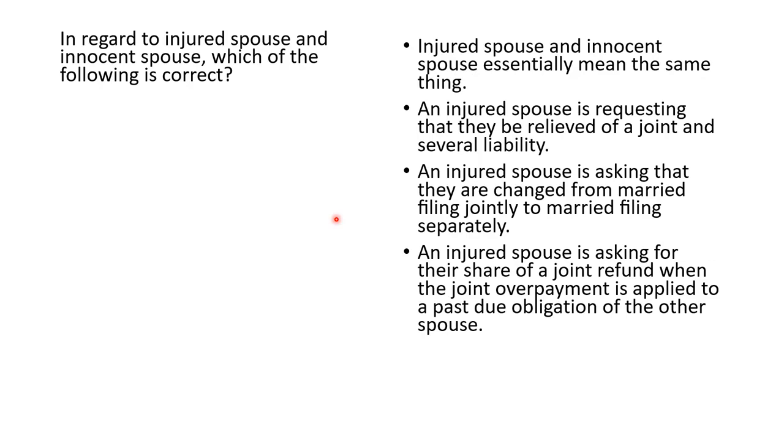And then finally, in regard to injured spouse and innocent spouse, which of the following is correct? Injured spouse and innocent spouse essentially mean the same thing? No, that's not correct. Injured spouse is where there's no contention as far as the tax liability, but a refund is being held because of a past due amount owed by one of the spouses. And so the other spouse, who is considered injured, is asking for part of the refund. Innocent spouse has to do with one spouse being liable for the tax under joint and several liability. So they're very different. They both have the name spouse in them, but they're very different.